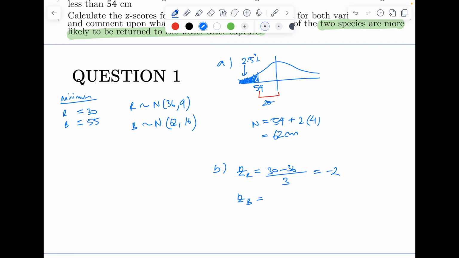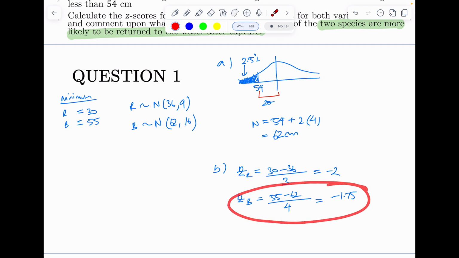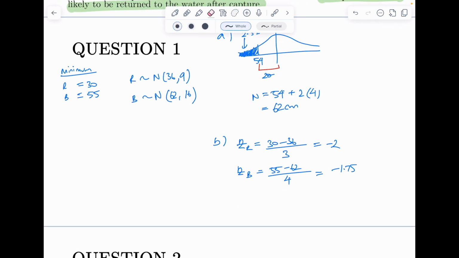For the barramundi, my minimum length is 55, and the average is 62, and my standard deviation is 4. This would be 1.75. So this is less far away from the average than the 30. Although this is 6 units away and this is 7 units away, the barramundi is fewer standard deviations away. And so because it's closer to the mean, the chances of getting a fish with a minimum length is higher than it is when compared to the red snapper. So the barramundi, I won't write it out, has a higher chance of being returned.